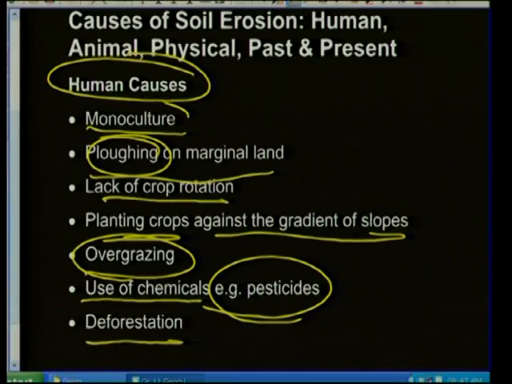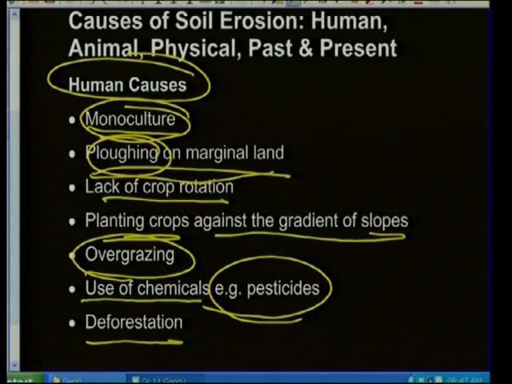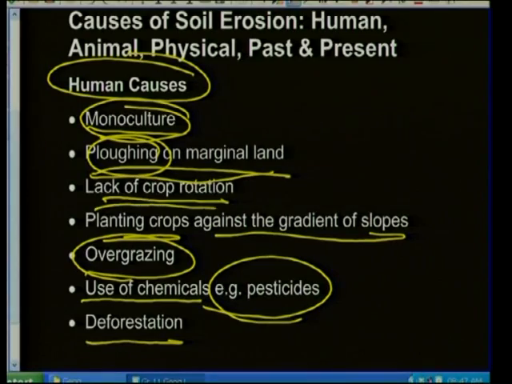Let's go back to the human factors that influence the rate of soil erosion. We've looked at 1, monoculture. Remember, monoculture is planting on the same piece of land the same type of crop year in, year out. Plowing on marginal land. Those large-scale farmers that practice year in, year out on marginal areas of land that are susceptible to soil erosion. The lack of crop rotation. There is no crop rotation and therefore the same nutrients are extracted from the land. Remember these two concepts of monoculture and lack of crop rotation.